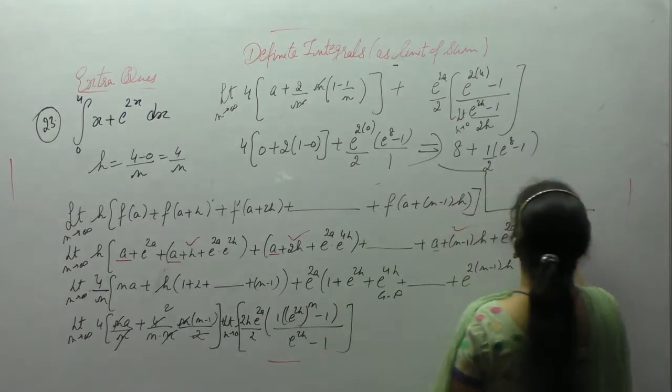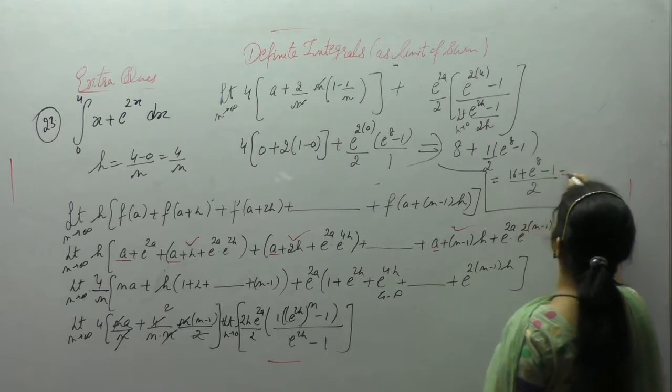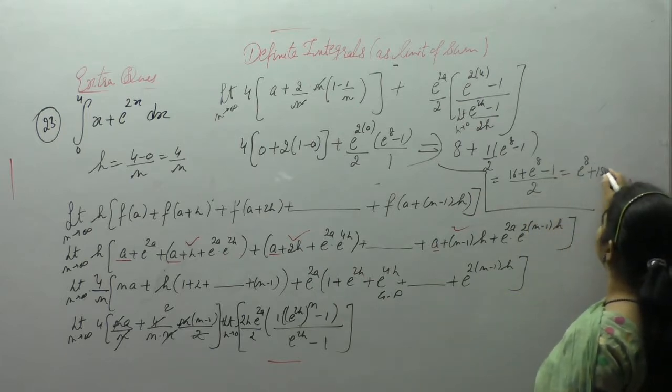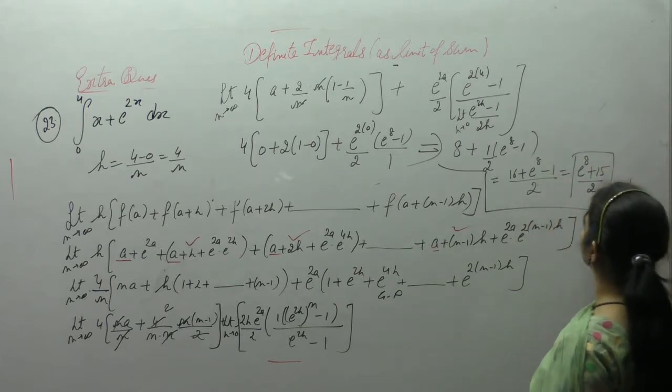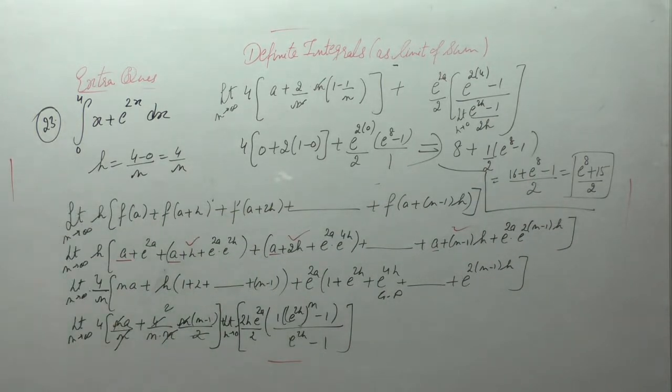Now take the LCM. 16 plus e^8 minus 1, that is e^8 plus 15 by 2, or (15 plus e^8) by 2.